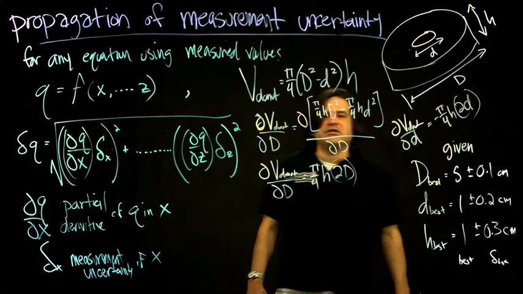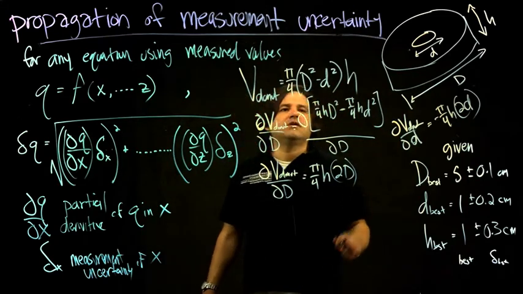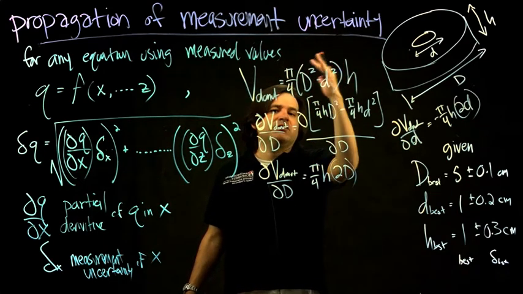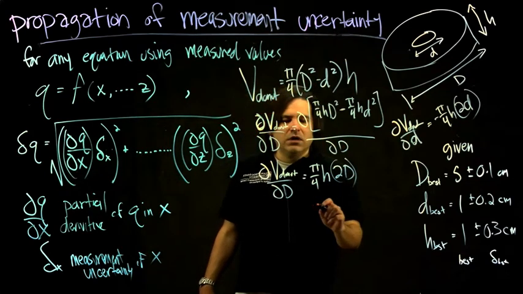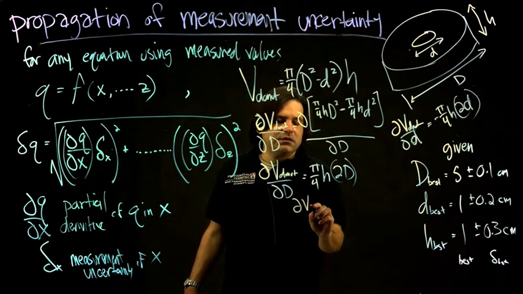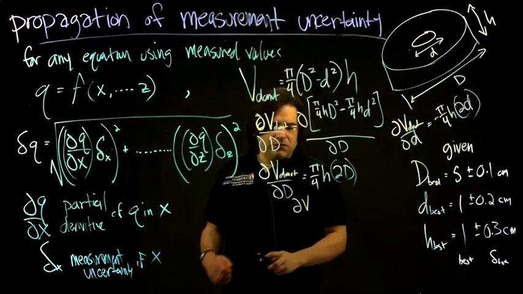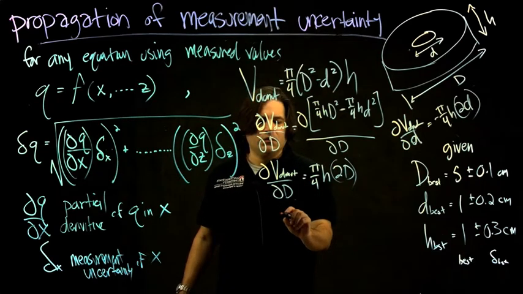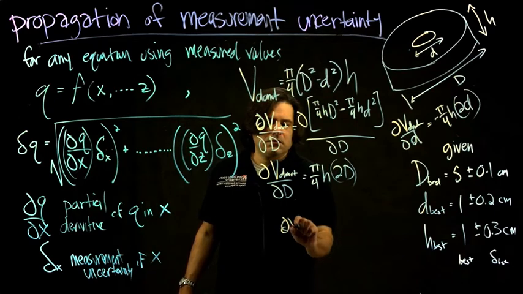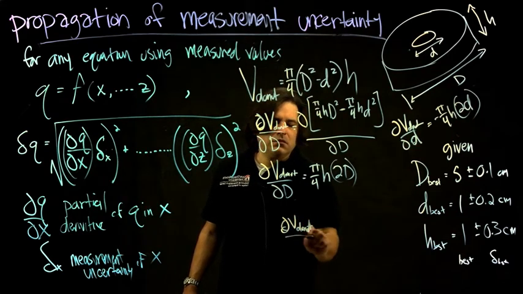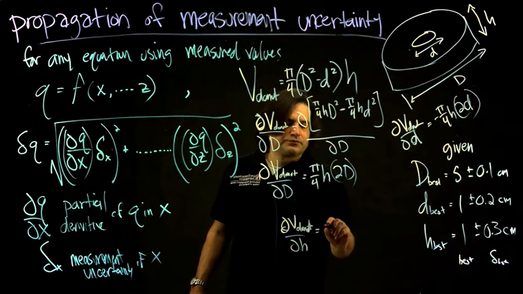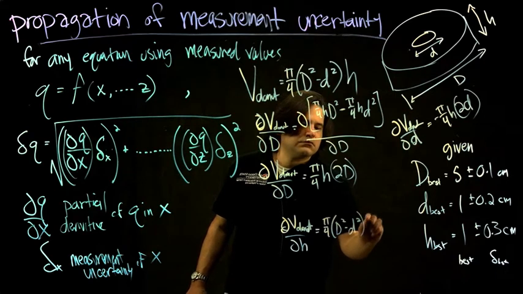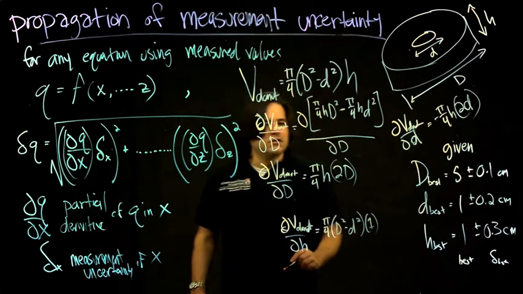But when we're talking about h, it's different as well, because now all of this is the constant, and we need to take the derivative of that. The derivative of h with respect to h is 1. So dV donut, I'll do that a little here. So these are the three new equations.